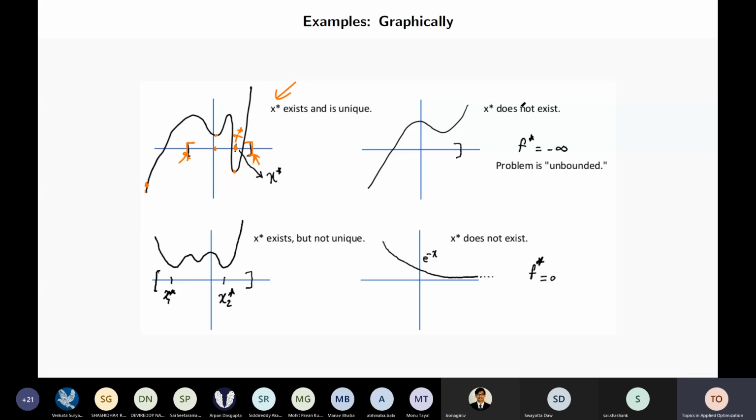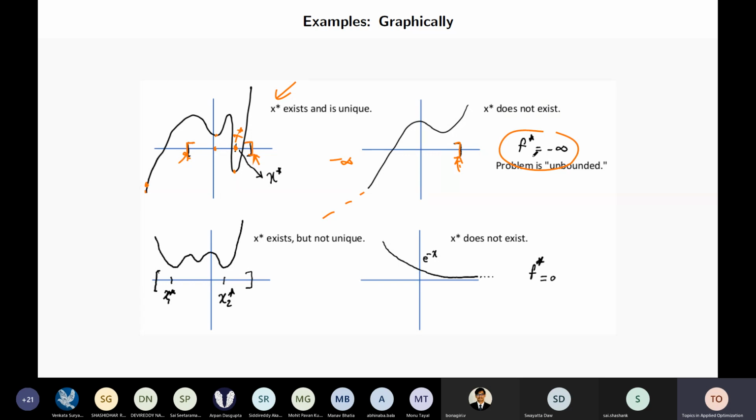In this case, my domain is from minus infinity up to here. So does x star exist? Does the optimal value, optimal point exist or not? Not really, because the function is going down and down. I have not drawn this, but the function is going down and down up to minus infinity.